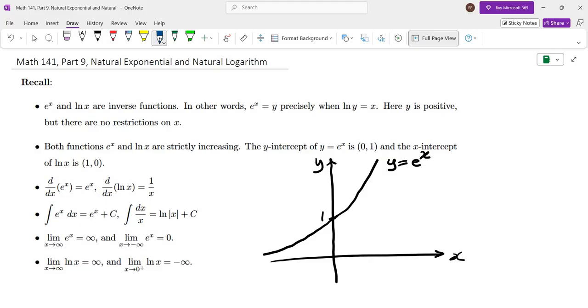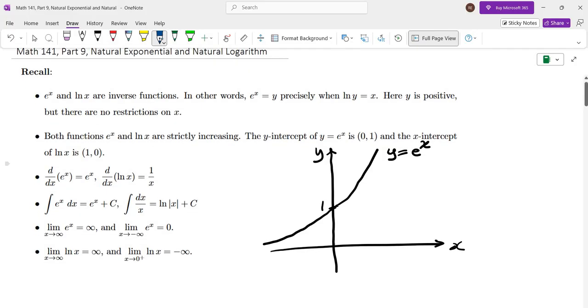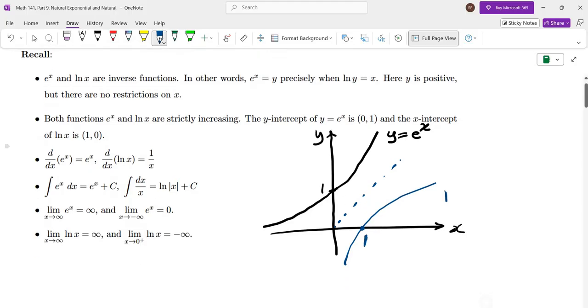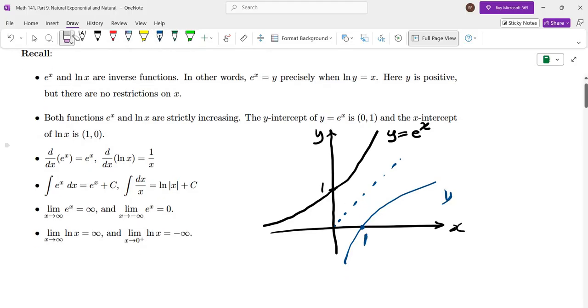The graph of the logarithm is the reflection of this about the line y equals x, and it looks like this. So it passes through the point (1, 0). Natural log of 1 is equal to 0. And as x goes to infinity, natural log goes to infinity. As x goes to 0 from the right, natural log goes to negative infinity.